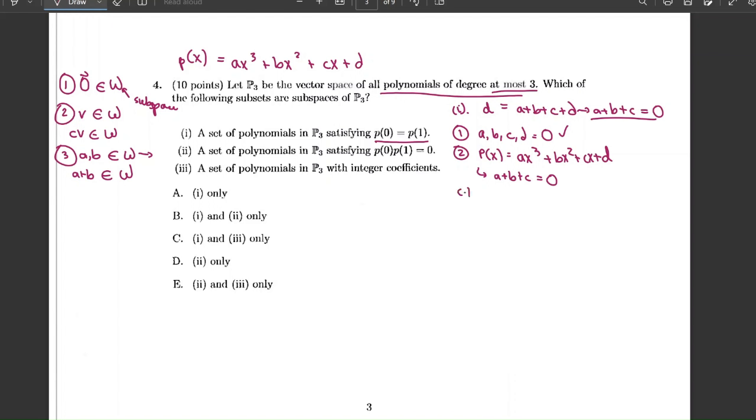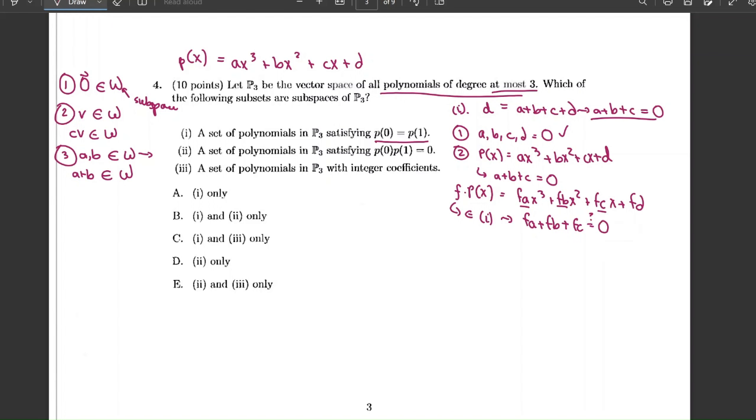Now, what if we do c times p of x? Well, in this case, I should put a different constant. So I'll put f as our scalar that we're multiplying p by. So when we do that, we get f(a)x cubed plus f(b)x squared plus f(c)x plus f(d). Okay, so now we're going to see, is this in the subspace? So that also basically means, does this satisfy the requirement that fa plus fb plus fc is equal to 0? So fa plus fb plus fc, is this equal to 0?